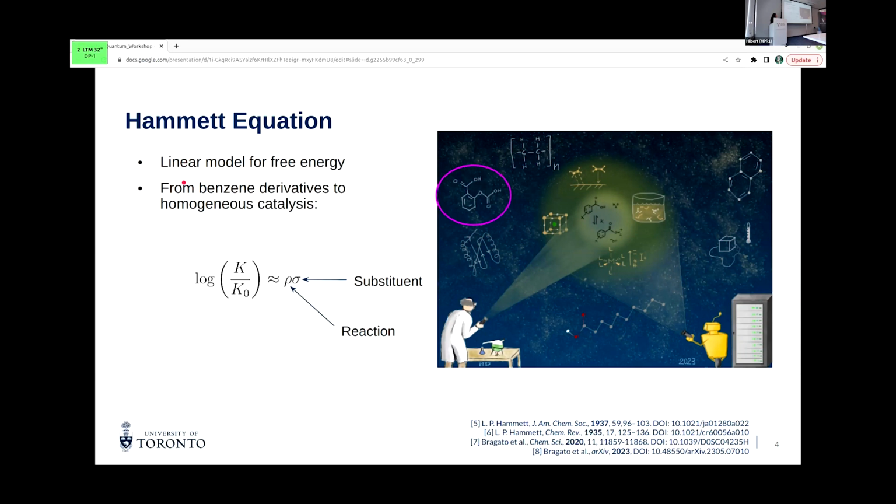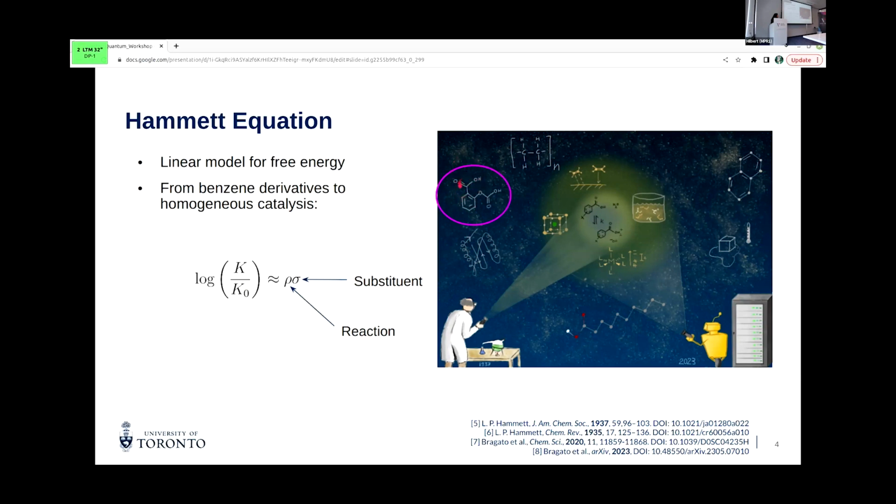The Hammett equation is a very simple linear model for free energy described by this equation here, where K would be your reaction rate or an equilibrium constant of a reaction that you're interested in, and K0 would be that of a reference reaction. And Hammett developed this originally for benzene derivatives. I've circled one example here, where rho would depend only on the reaction that this benzene derivative would participate in, and sigma would be dependent on the substituents only.